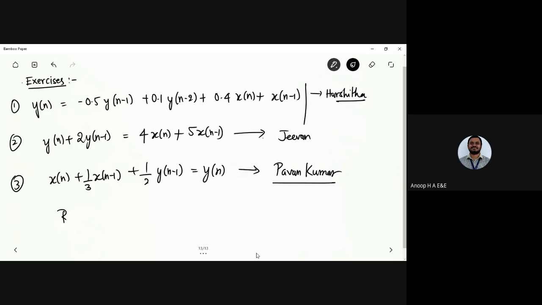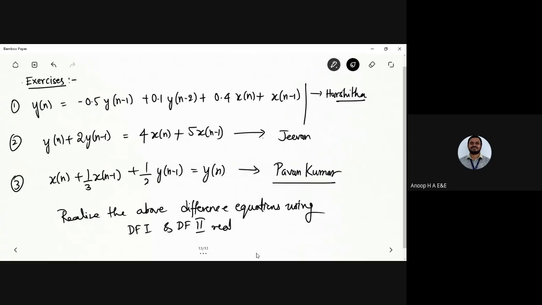Okay, so you have to realize the above difference equations using direct form 1 and direct form 2 realization, and you have to draw the direct form 1 diagram and direct form 2 realization diagram. Okay, so I think all the three will submit it within 8 p.m. today, and I need it to be done in a clear manner. You have to show the blocks clearly, the summer blocks and the multipliers quite clearly.